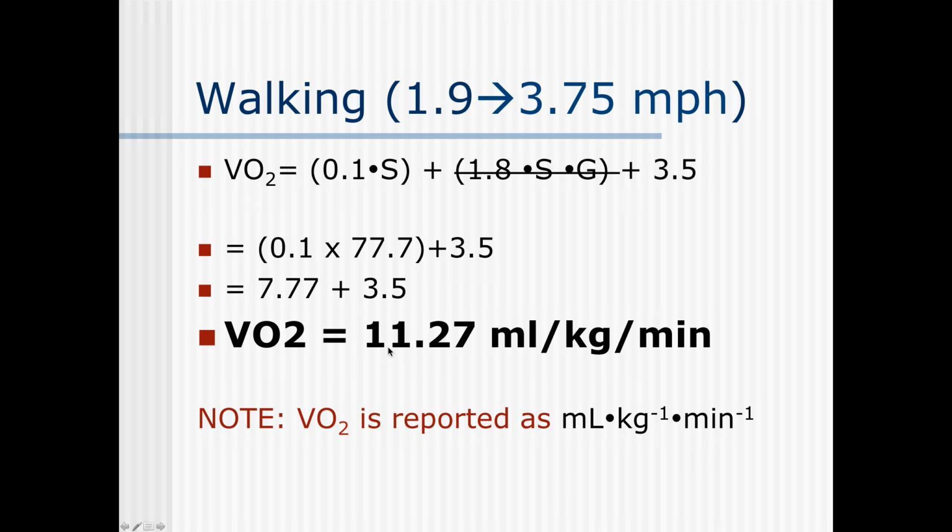So his VO2, if he wore a portable oxygen analyzer walking to Burger King, he'd be consuming 11.27 mils of oxygen per kilogram body weight per minute. So VO2 is reported as mils per kg per minute. So I guess we're done with the case study.